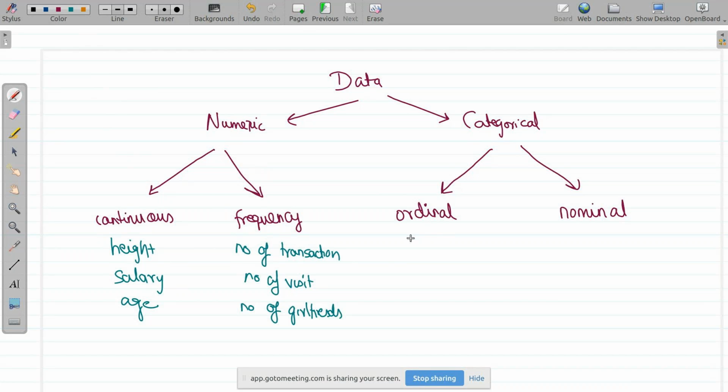Ordinal, you say feedback, or your t-shirt size, shoe size, and so on. Or how much you liked a movie, ratings. And finally on the nominal side, we have things like state, profession, and things like that. Let's say even your symptoms or the disease that you have. All kinds of things which are distinct in nature come under nominal.